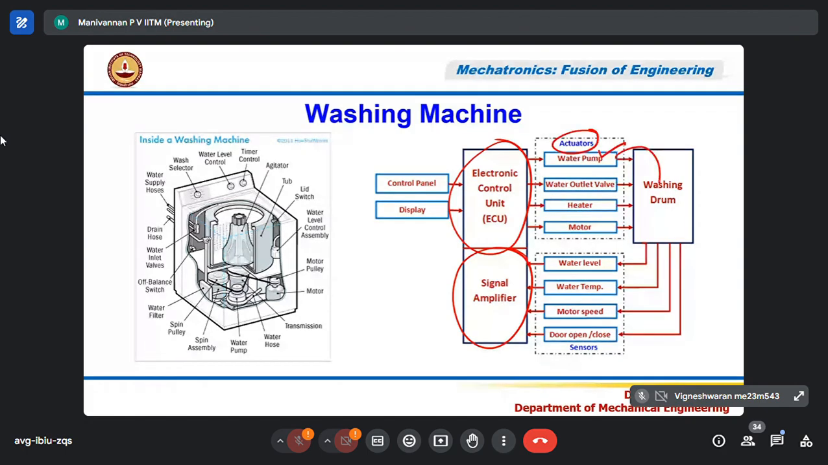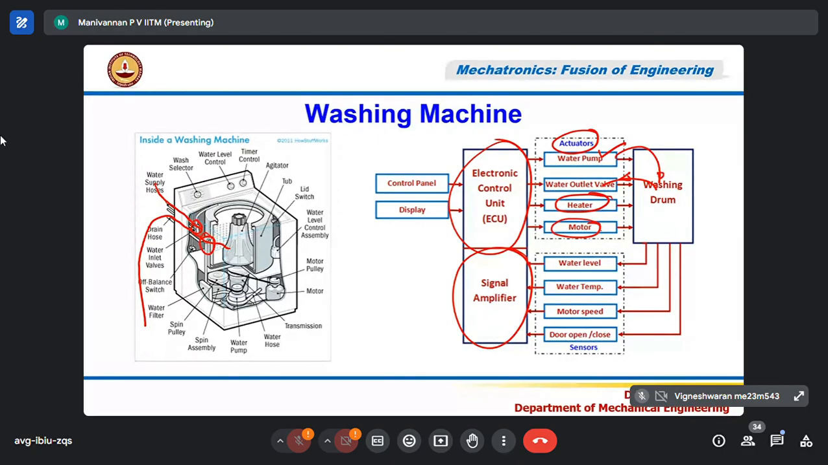One is the water pump, which is going to fill the water inside. The other one is the outlet valve, to drain the water from the drum, to suck it and throw it out as dirty water. Clean water is going to come from the pump. And there's an inlet valve, correct? Similarly, there's an outlet valve also. Then I have the electric heater.